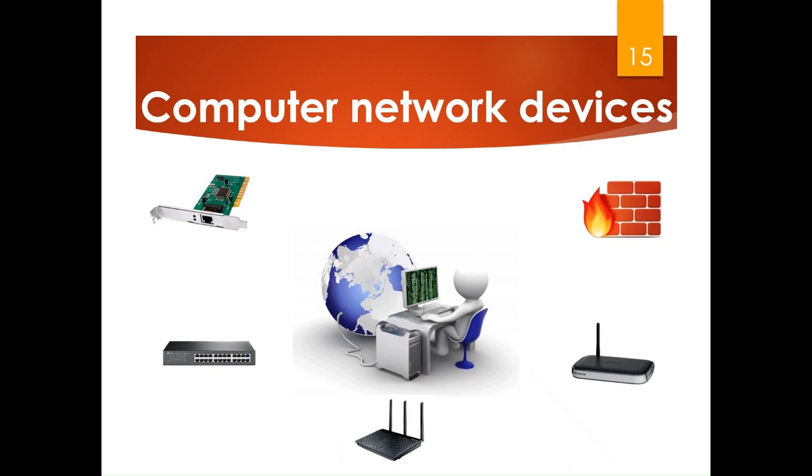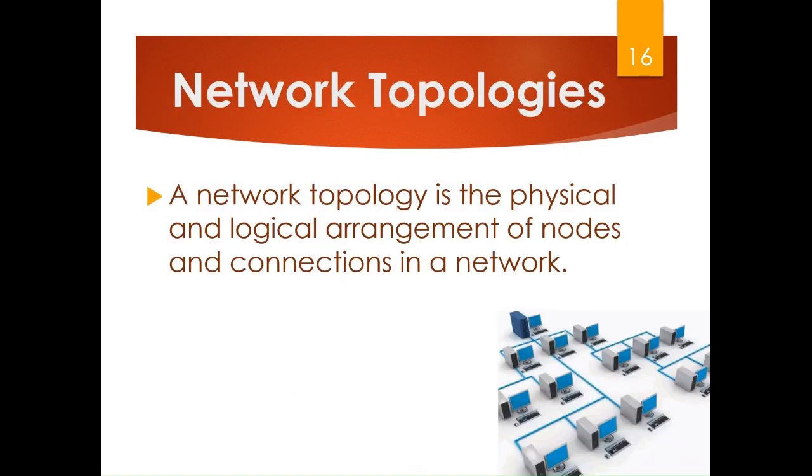Now that we understand what a network is, let's look at how computers can be arranged or connected within a network. This arrangement is called network topology. A network topology shows the physical or logical design of the network. In other words, how each computer or device is connected. Let's explore the most common types one by one.